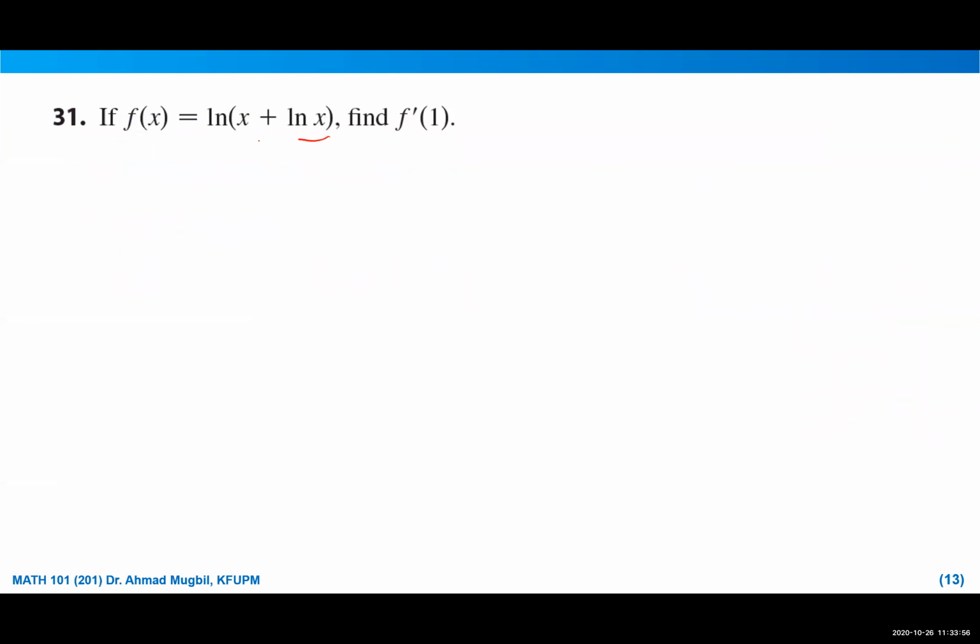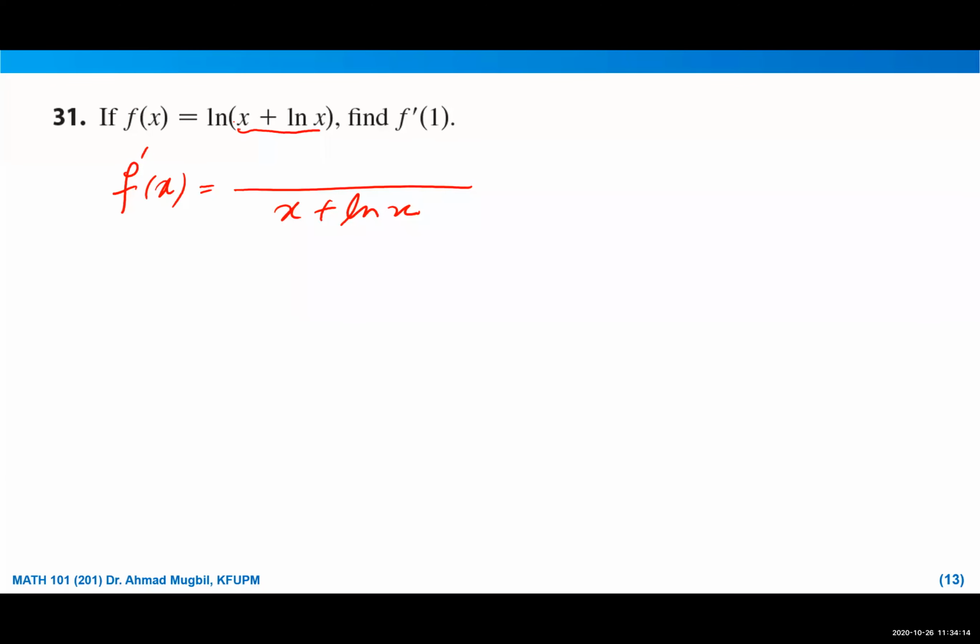The same idea. You have ln of x plus ln x. So this is the argument of the outer ln. To find the derivative at 1, you need to find the derivative in general. So what is f prime of x? F prime of x, again, what is inside ln? Write it here.